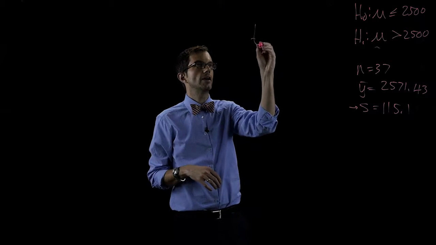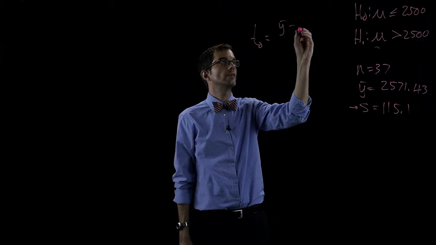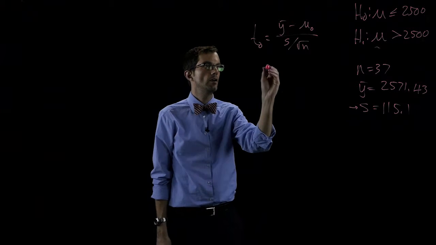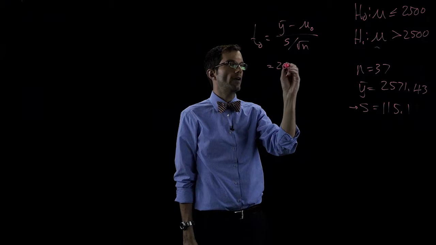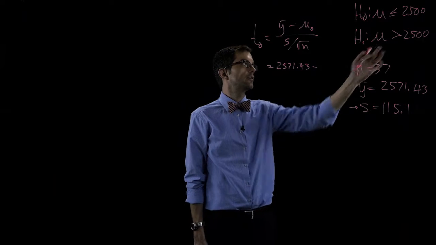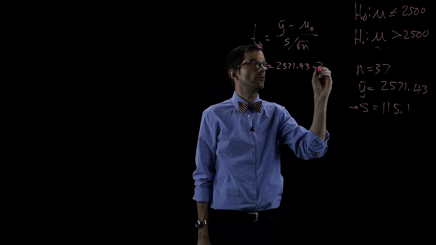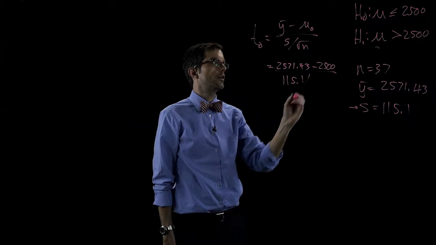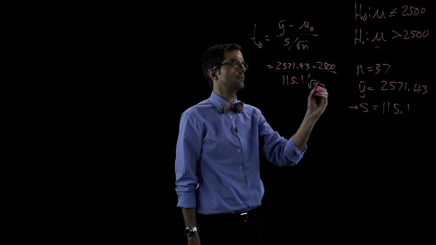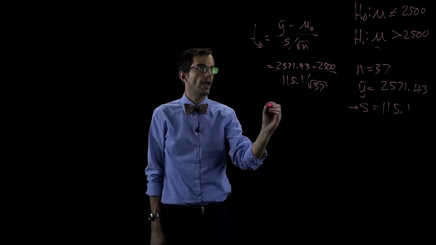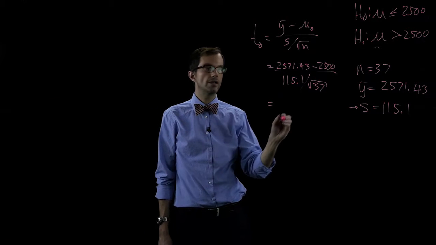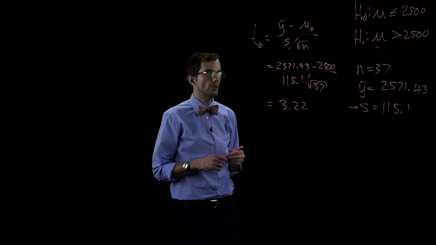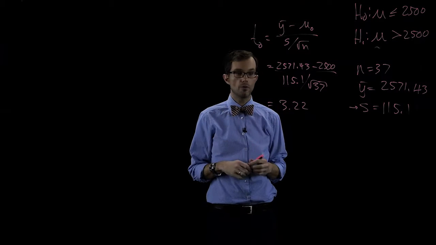So our test statistic, again, is y bar minus mu naught, divided by S over root n. That's 2,571.43 minus mu naught, the hypothesized value, 2,500, over S, 115.1, over root n, root 37. If we work that out, it's just arithmetic, we should get 3.22. So now we're going to use the p-value approach.